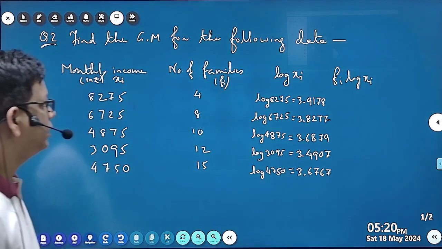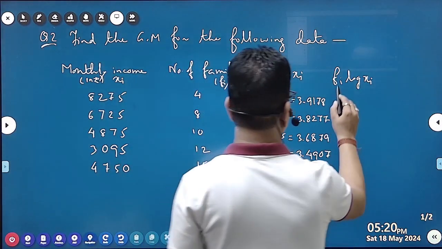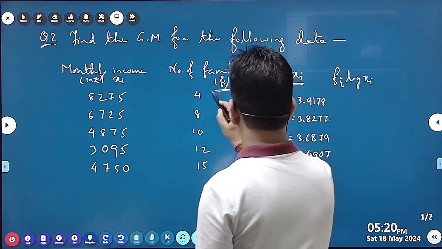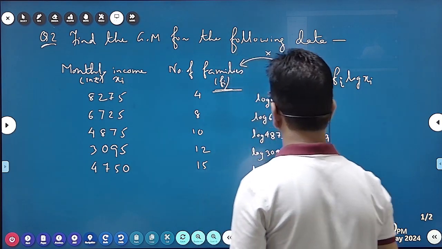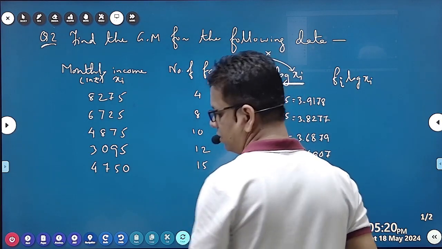Done now? Now these are log values, and now you know already what to do. fi into log xi. So this is your log xi, this is your fi. These two columns you need to multiply. I hope you can do it. This is 4 into 3.9178, yes or no?